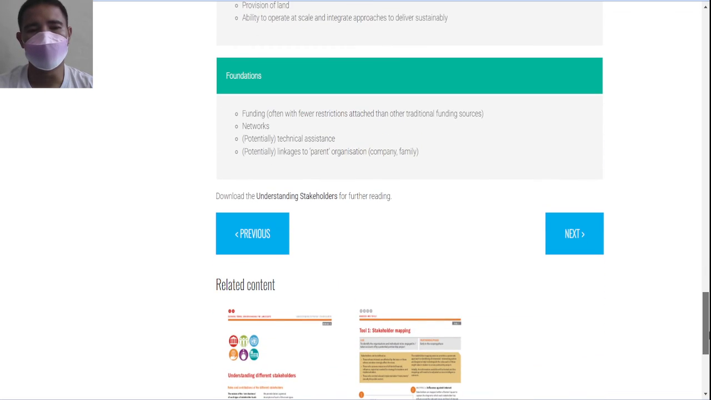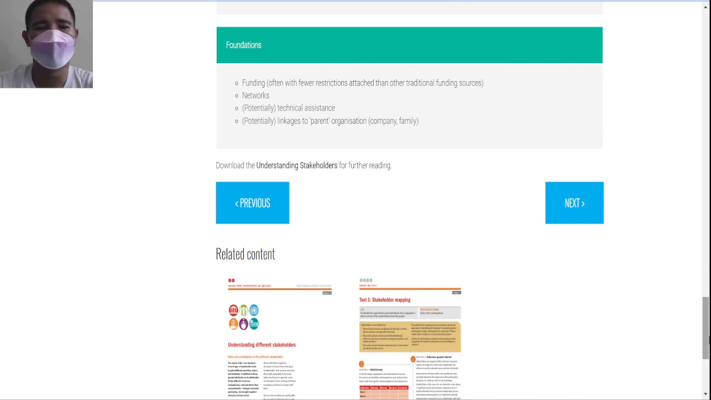Then lastly, we have foundations. Usually we have funding, often with fewer restrictions attached than other traditional funding sources. We have networks, potentially technical assistance, potentially linkages to parent organization like company or family.